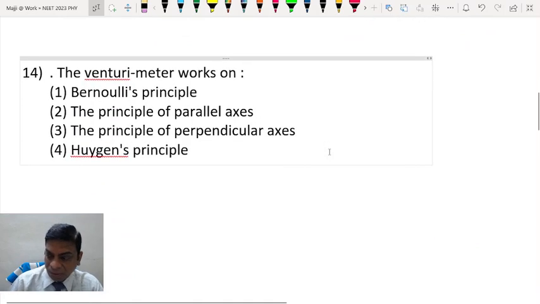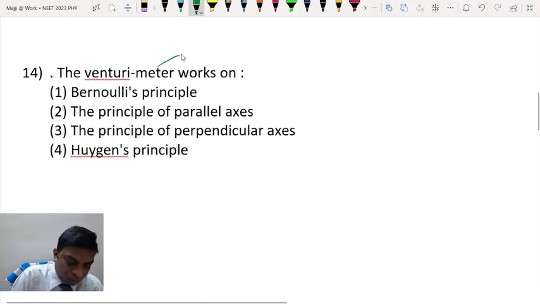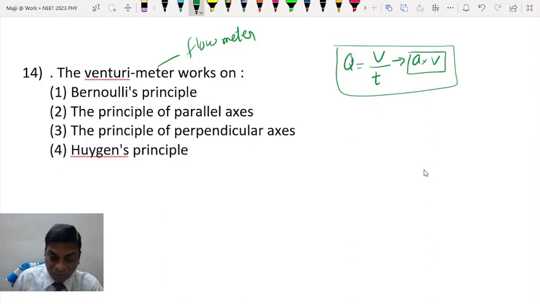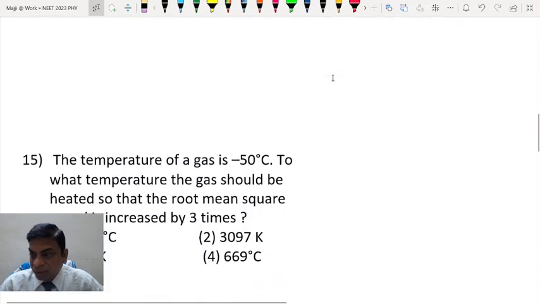Venturi meter works on. Venturi meter is also known as a flow meter. It basically measures the rate of flow. Rate of flow means the volume flowing per unit time interval, which is cross-section area into velocity. This you know as per the principle of continuity and Bernoulli's theorem together. So this basically works on the principle of Bernoulli's theorem. Then moving on to the next question.